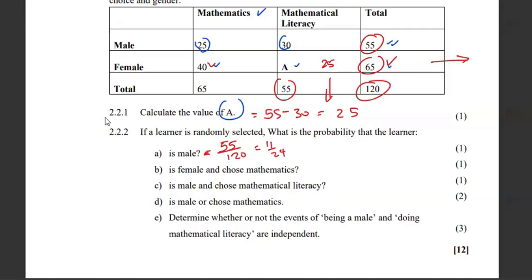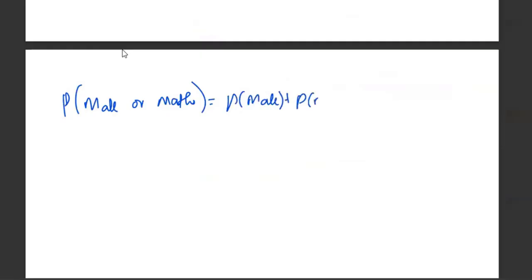Then a female that chose maths, it's 40 over 120, which becomes 1 over 3. A male that chose maths lit is 30 over 120, which is 1 over 4. And then a male or chose maths. Let's put it aside. A probability of male or chose maths. That's going to be probability of male plus the probability of maths minus the probability of male and maths.